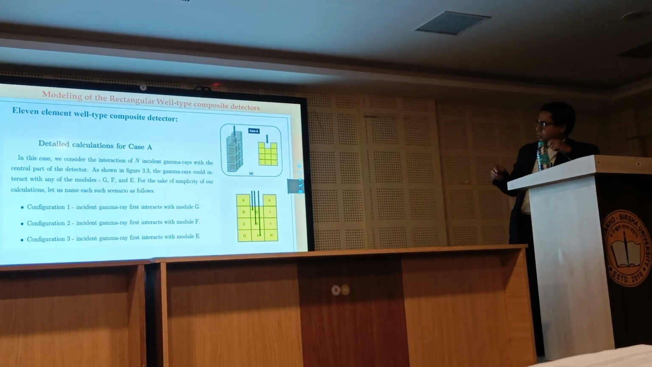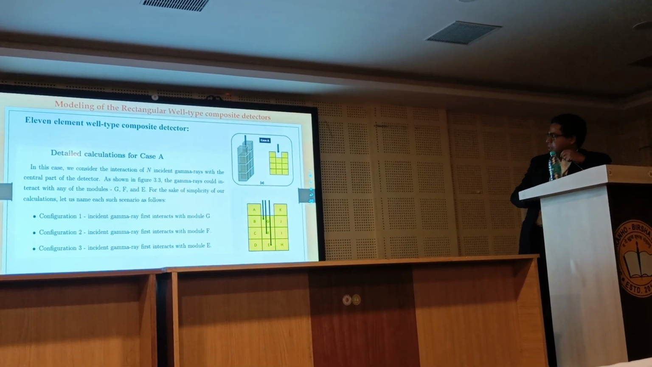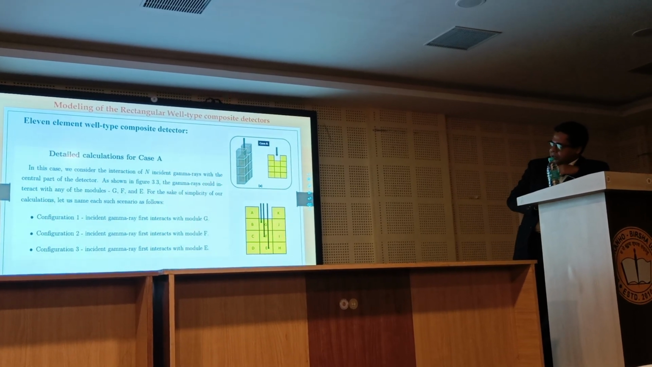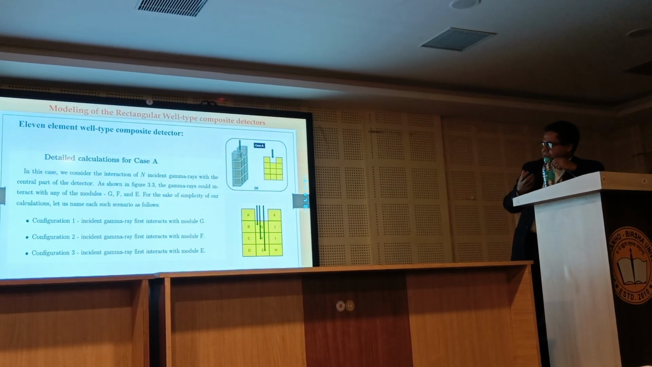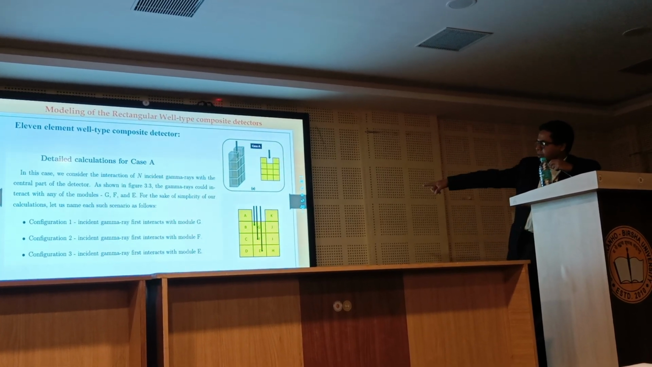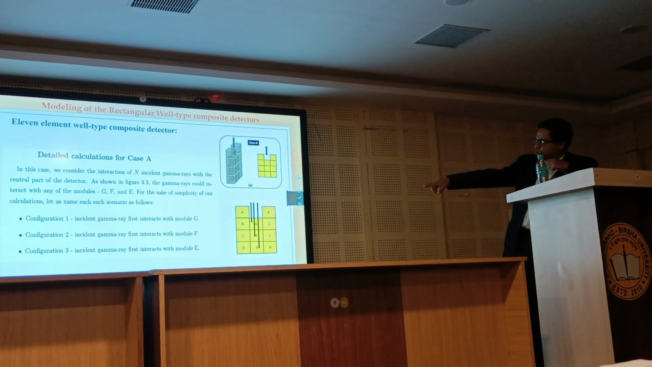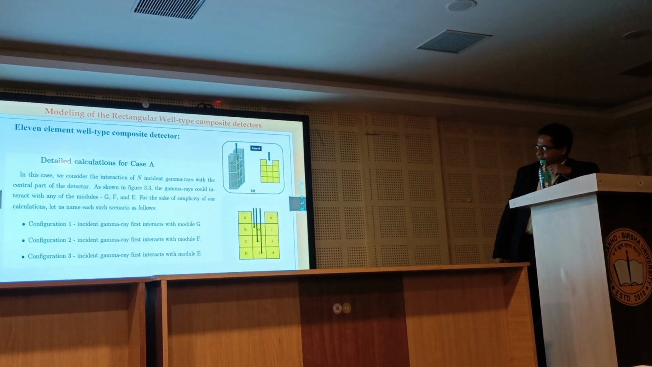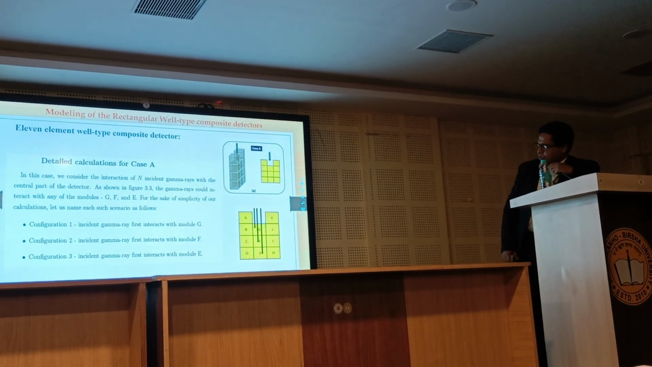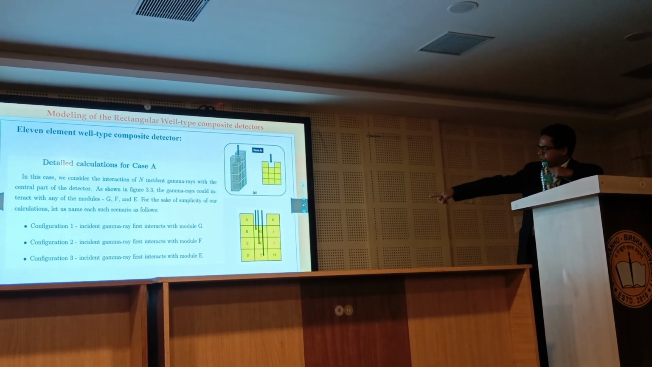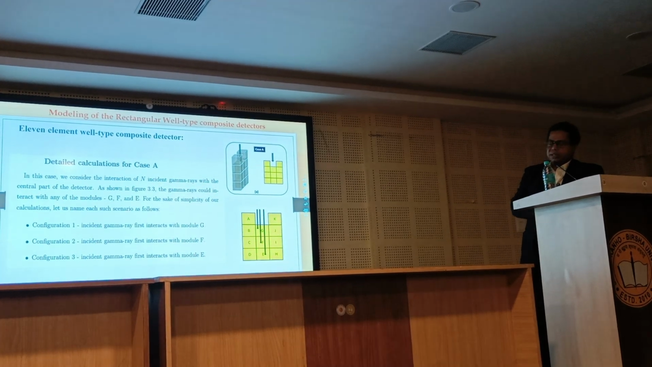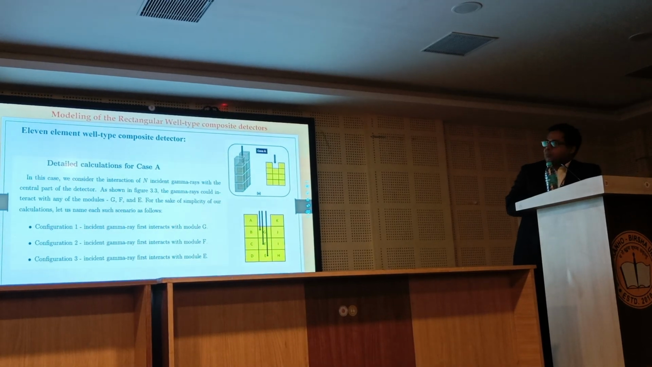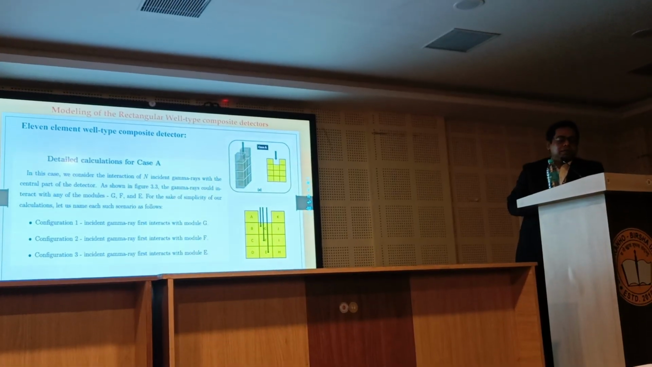In 11-well type composite detectors, here in case A, we have considered these three configurations. That is, when incident gamma ray first interacts with module G, and in configuration 2, when first interaction gamma ray interacts with module F, and in configuration 3, when first gamma ray interacts with module E. In this way, we have considered three different types of configurations in case A for the detector with 11 detector modules.